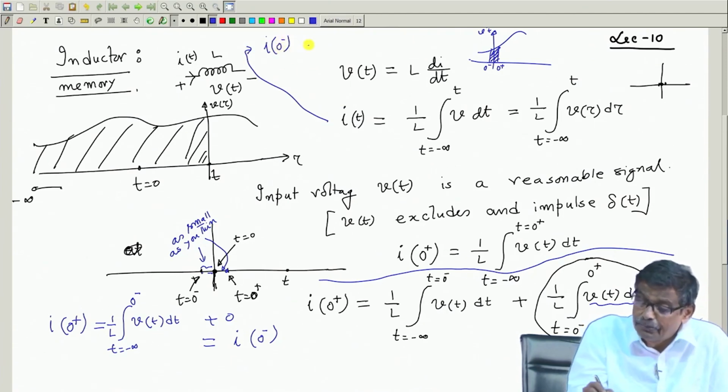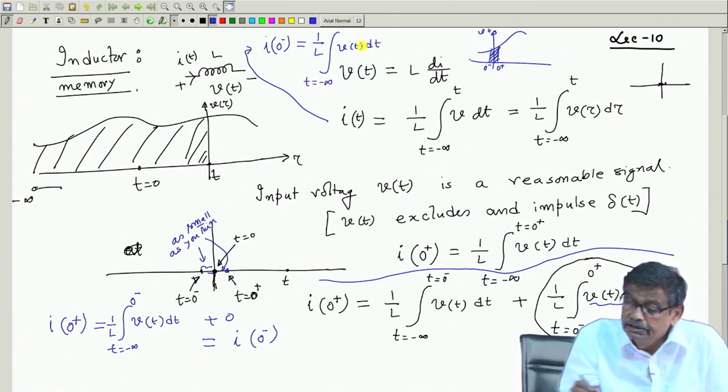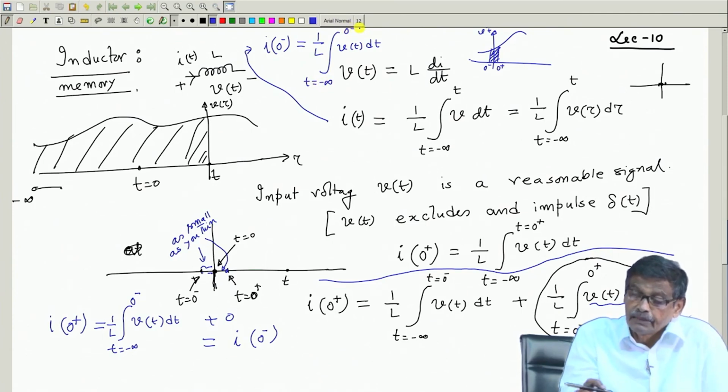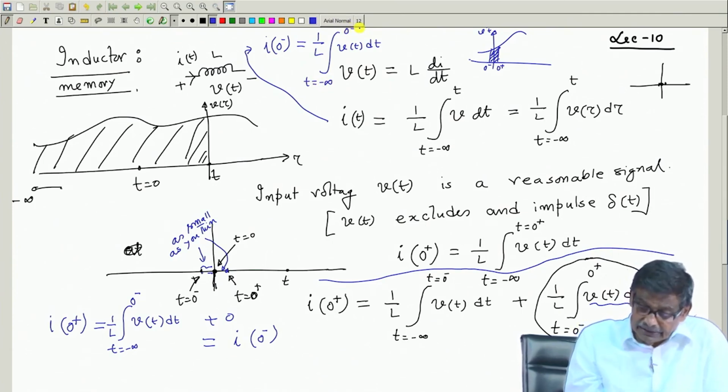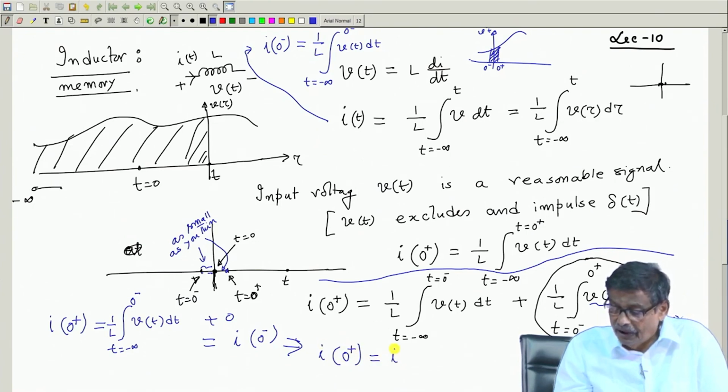Of course, you have understood, but I am still writing: what you want to know is the current at t equal to 0 minus, then integrate the voltage applied across the inductor from t equal to minus infinity to t equal to 0 minus. So, this integral is nothing but the current at 0 minus. Therefore, this is the crucial thing. We note that I 0 plus has to be equal to I 0 minus.